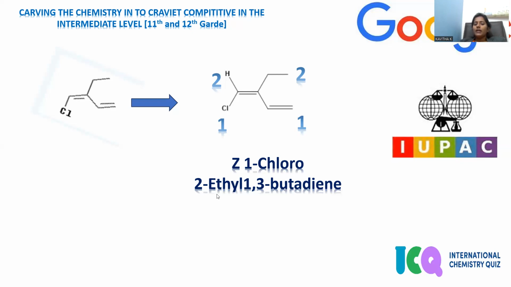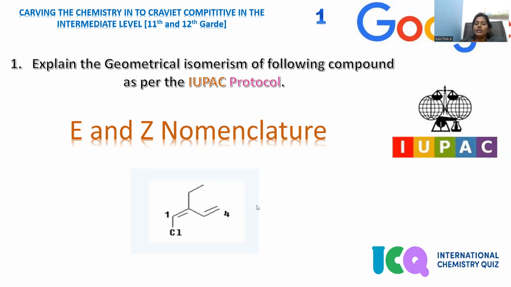So that 2 ethyl. On the first and third carbon atoms, you can notice the two double bonds. And being the 4 carbon chain, the parent chain will be buta. So that 1,3 butadiene. The entire name will be Z, 1 chloro, 2 ethyl, 1,3 butadiene. This is the way we have to give the nomenclature.